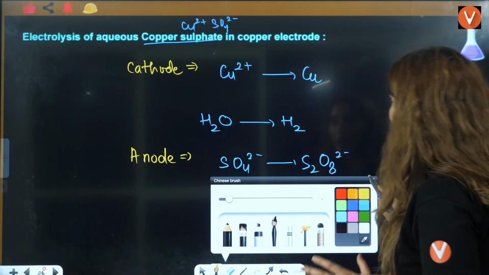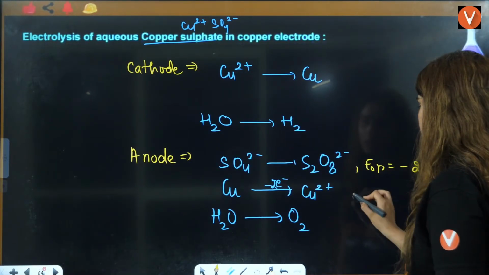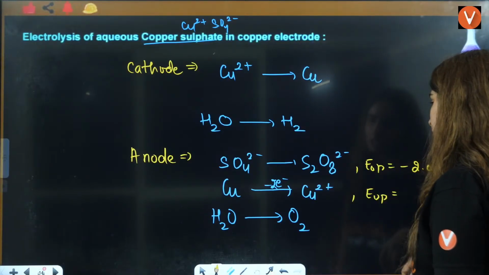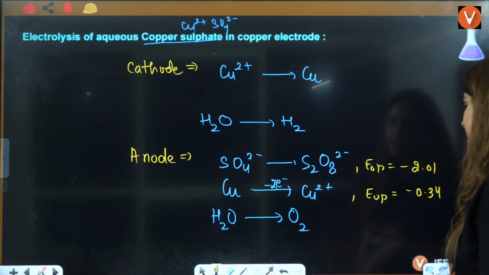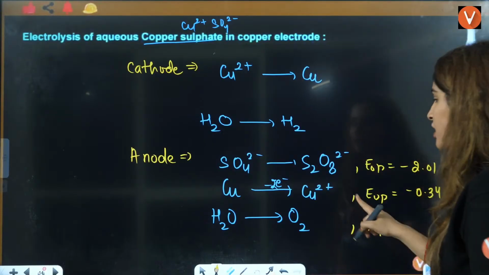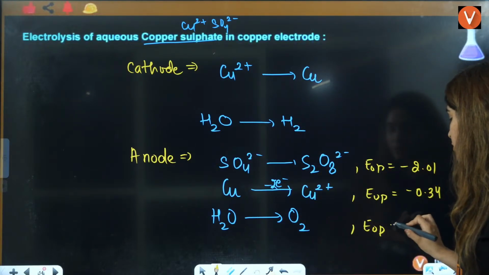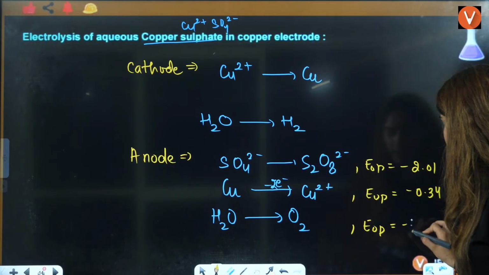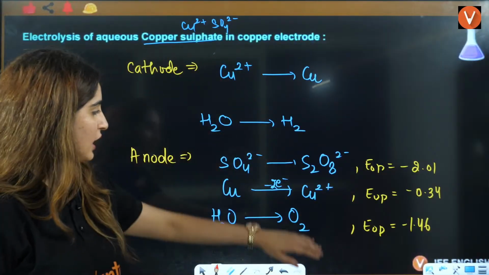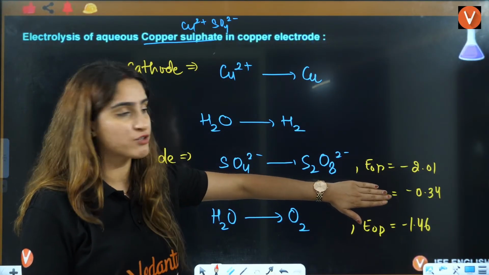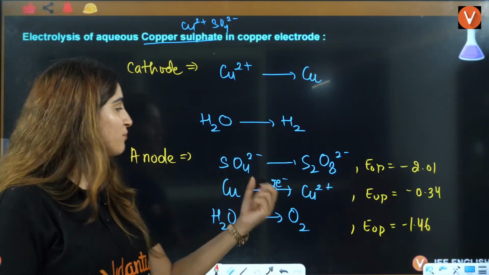So now what you have here is this oxidation potential is minus 2.01, right? This oxidation potential is minus 0.34, right? And this oxidation potential, see, reduction potential of copper is 0.34. So oxidation potential will be opposite of that. Here oxidation potential is going to be, it is losing electrons. So this is minus 1.46, right? Can you identify, if we don't have this, we have inert electrode, then this is going to be the winner. Then this was the winner. Oxygen was actually liberated at anode.